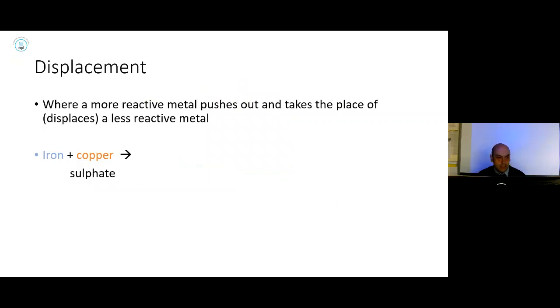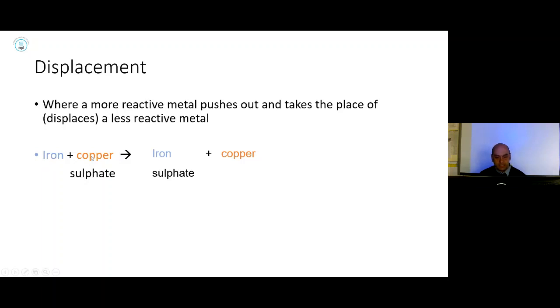So it's key that you are able to predict when a displacement reaction is going to take place and what the products of that displacement reaction would be. We've got two substances here. We've got iron as the element, and we've got copper, but it's chemically combined. Displacement, hopefully you know, is where a more reactive metal takes the place of a less reactive metal in a compound. Therefore, you can see here how the iron has displaced the copper. So we end up with iron sulfate and copper metal.